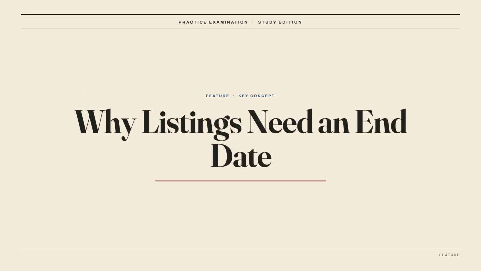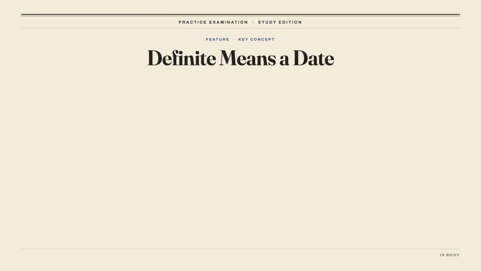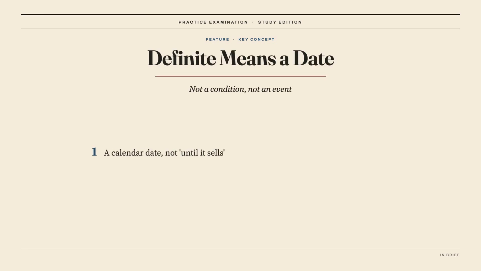Open-ended listings once trapped sellers who couldn't hire another broker without a fight over whether the old agreement was still alive. Missouri's fix was simple. Require the agreement itself to contain the answer. Definite means an actual date on a calendar, not a condition like until the property sells.